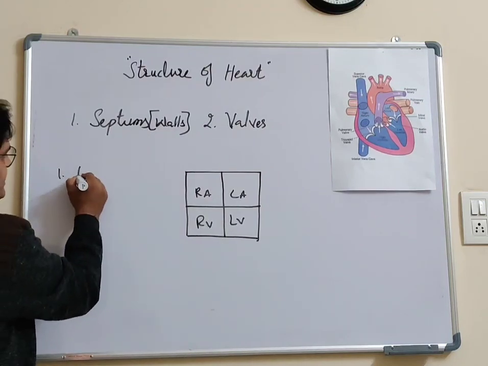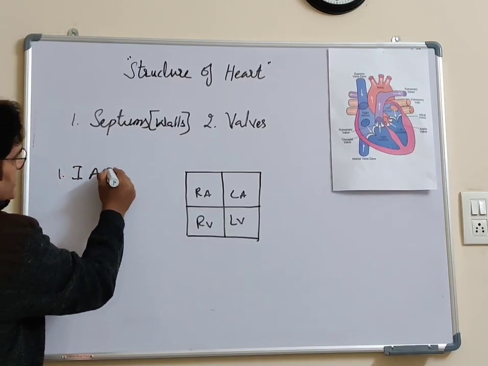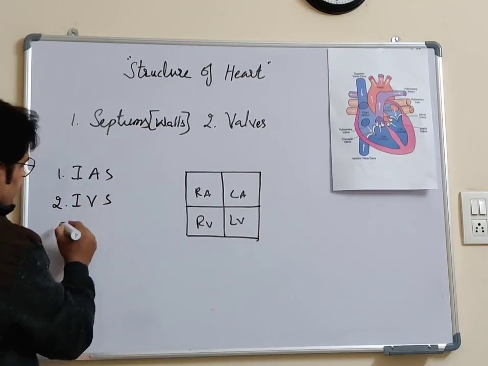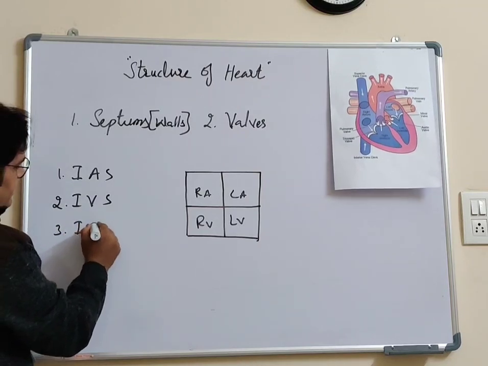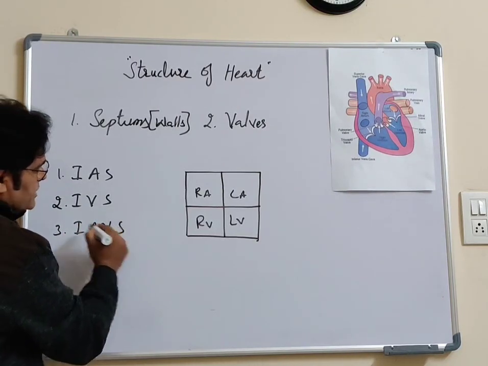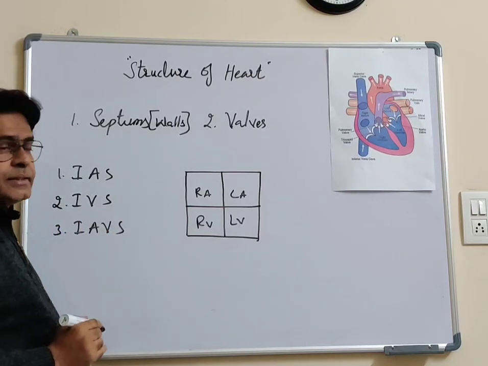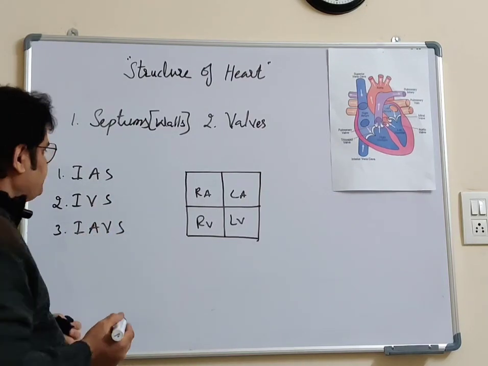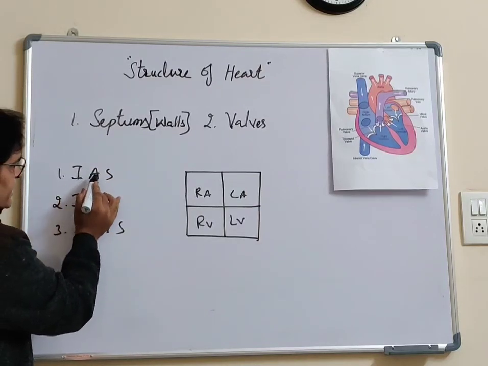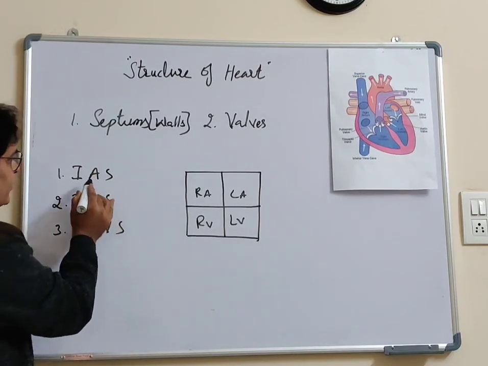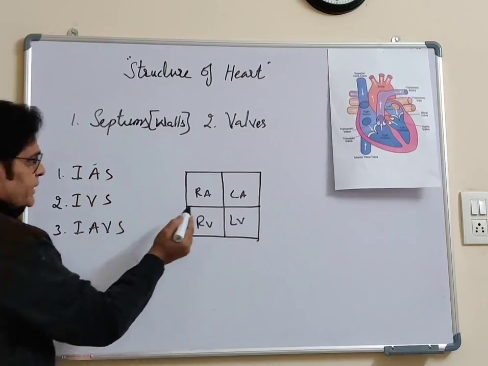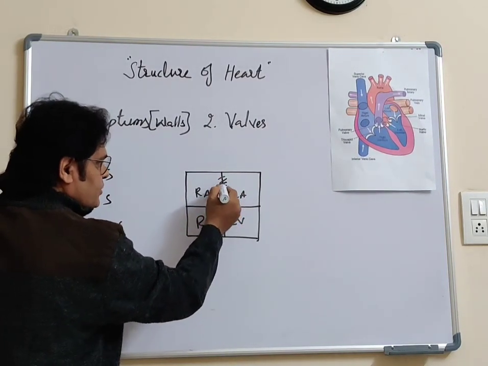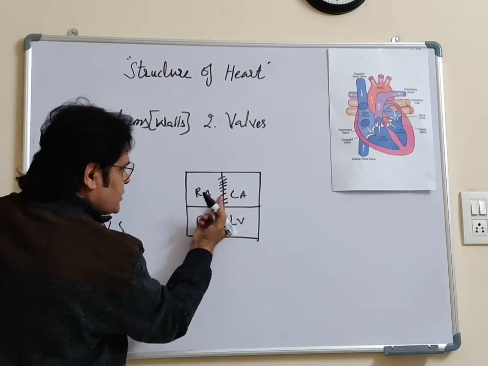The first one is called the interauricular septum. The second one is called the interventricular septum. The third one is called the interauriculoventricular septum. These 3 septums, 3 walls, are there. I will show you where each is present and what the function of the septum is. Clear? The first one is the interauricular septum. Inter means middle, middle of the auricles. Here is the wall, present in between the 2 auricles.